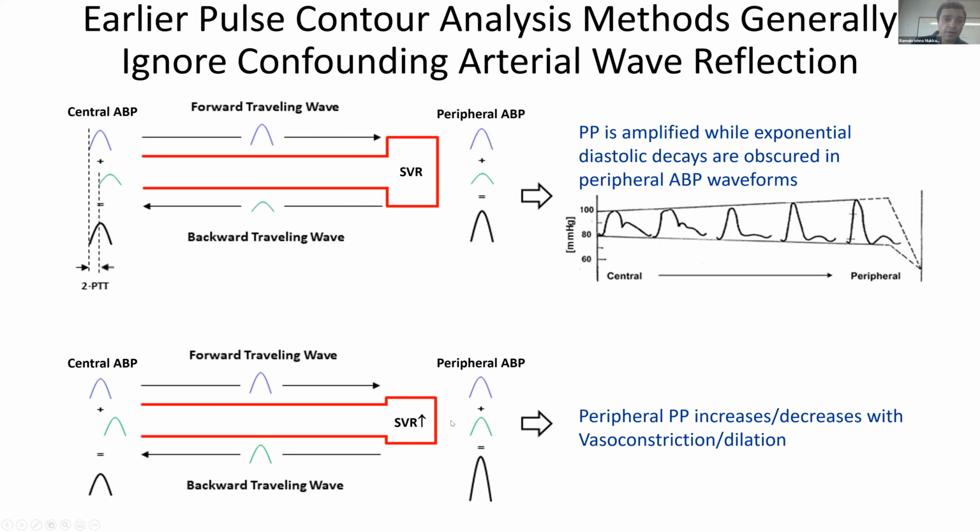Furthermore, the magnitude of the backward wave relative to the forward wave increases with systemic vascular resistance. As a result, peripheral pulse pressure increases with vasoconstriction and decreases with vasodilation. So in these ways, confounding wave reflection could compromise the cardiac output measurement accuracy of available pulse contour analysis methods.